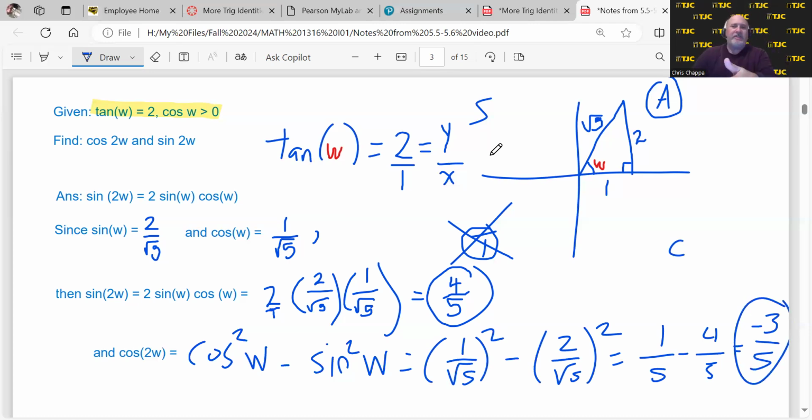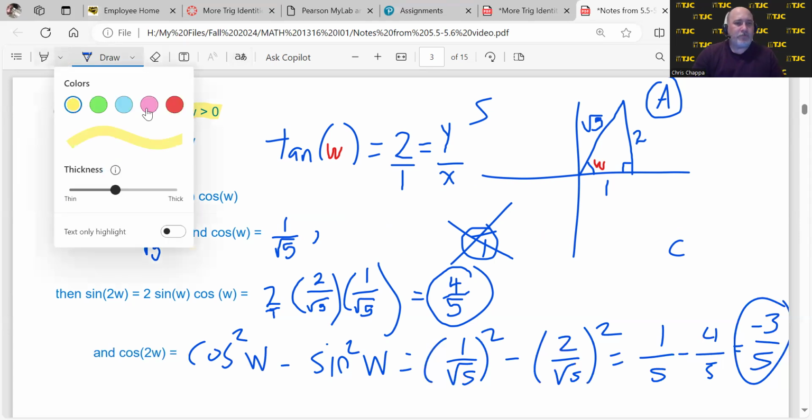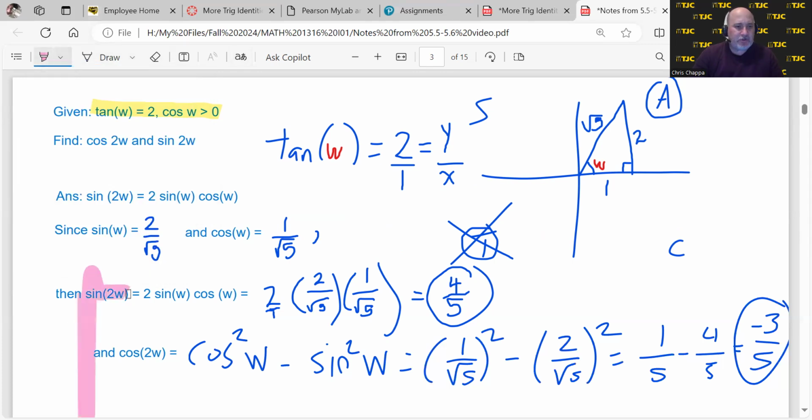So it's just using an identity plus the given information to find the values of the trig functions necessary to implement that identity. I have a quick follow-up question. If sine of 2w is equal to 4/5, but cosine of 2w is equal to negative 3/5, what quadrant is 2w in?